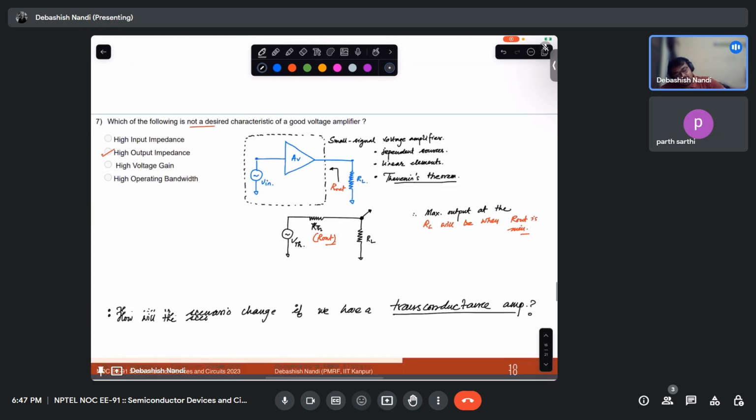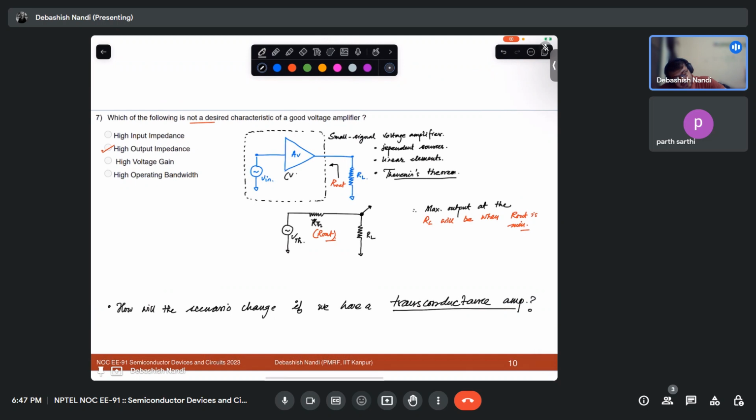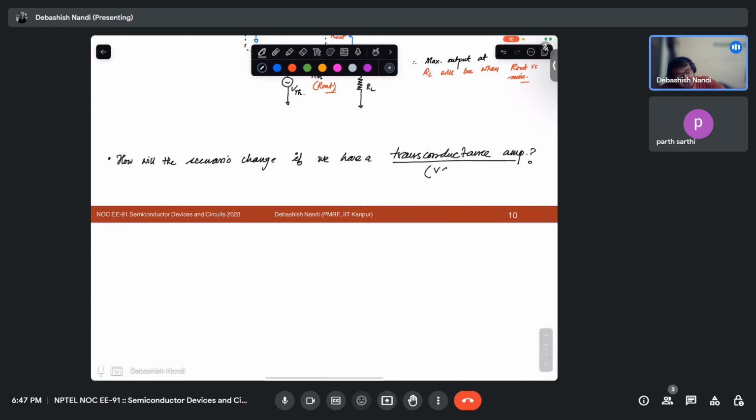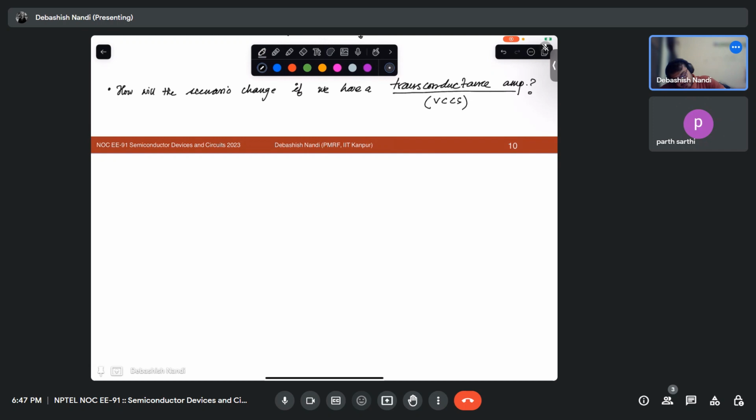By the way, what is a voltage amplifier? It is a voltage controlled voltage source, right? What is a transconductance amplifier? It is a voltage controlled current source, just like your MOSFET. So the symbol is this.